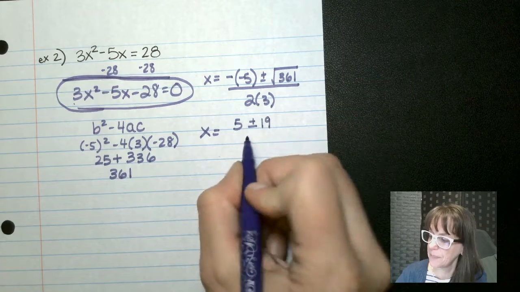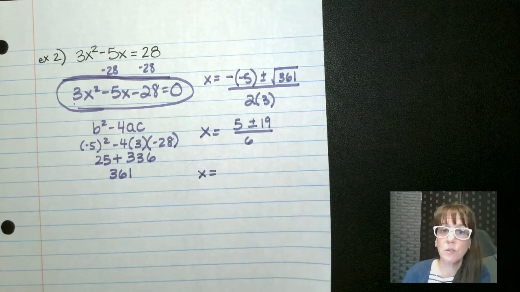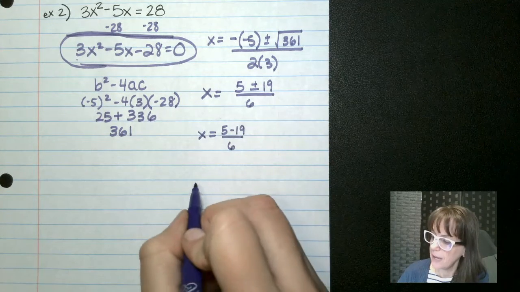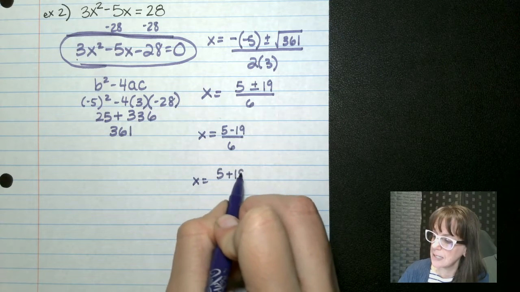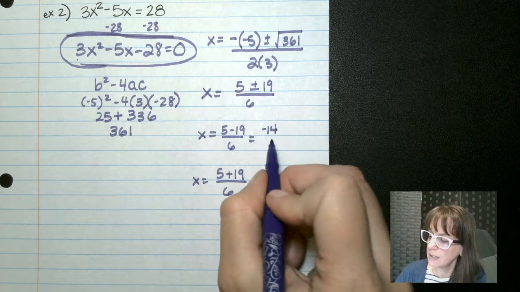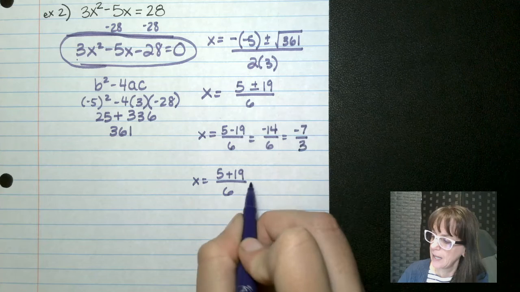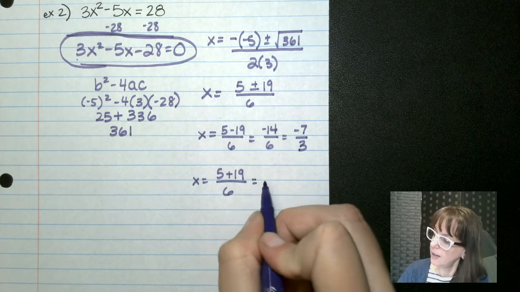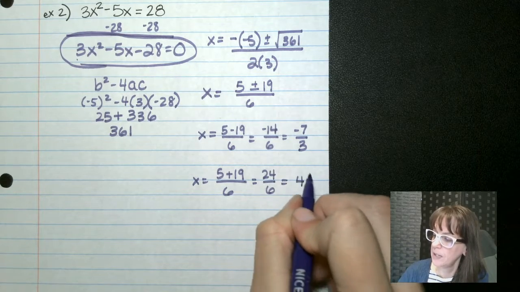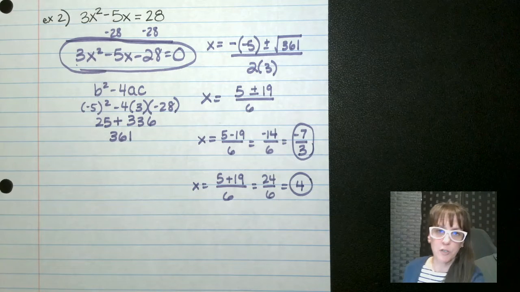It's 19 over 6. All right, so we have two solutions to this equation. We have x equals 5 minus 19 over 6, and we have x equals 5 plus 19 over 6. So that gives us negative 14 over 6, which is negative 7 over 3. And over here we get 24 over 6, which equals 4. So we have two solutions here, and we should have two solutions, or if we don't, we should know why.